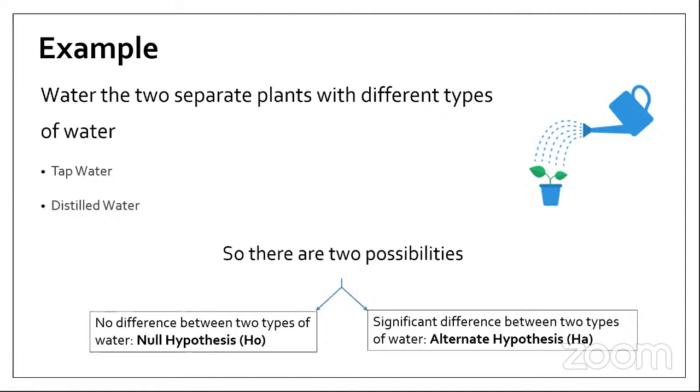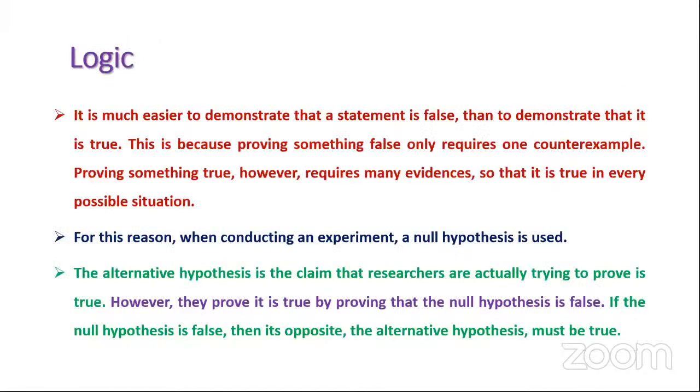Such a hypothesis is known as the alternative hypothesis. The researcher wants to prove the alternative hypothesis by rejecting the null hypothesis. So why are we using the null hypothesis and the alternative hypothesis? Because it is much easier to demonstrate that a statement is false.